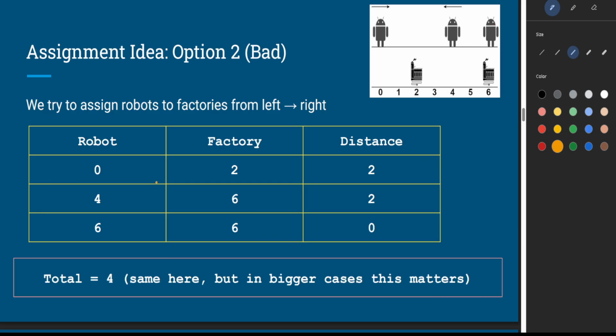Let's talk about the bad approach. If 0 goes to factory 2, that is fine. But if 4 goes to 6, this also gives the same result here, but in bigger cases this will matter. The 4 should go to the factory at 2 and should not go to the one at 6, that is what I'm trying to say, because in bigger cases it will not give you the optimal answer.